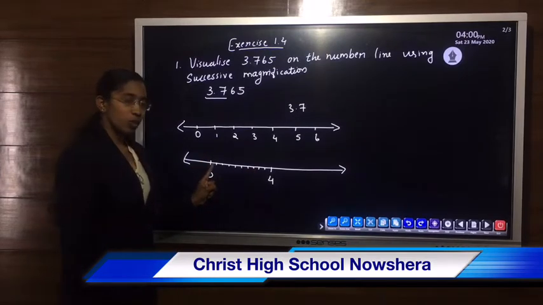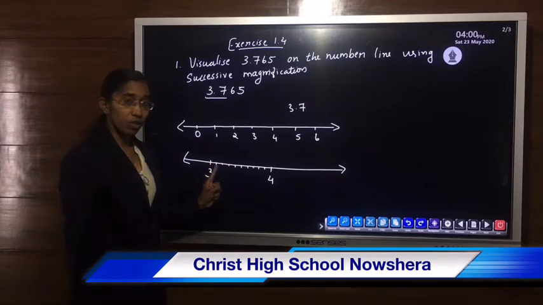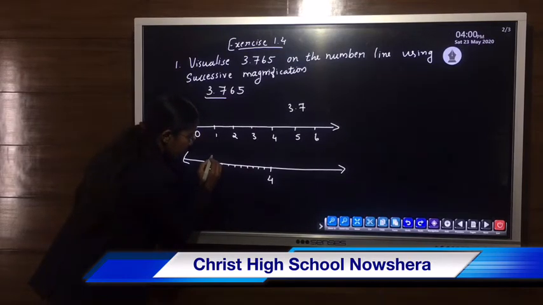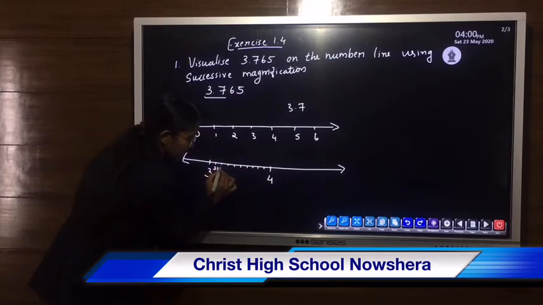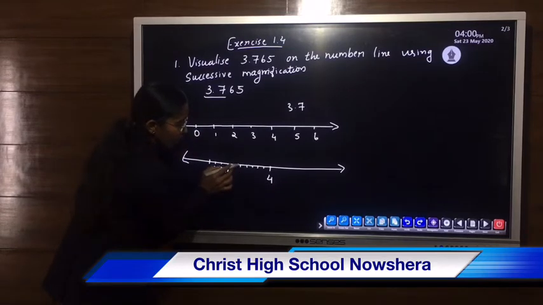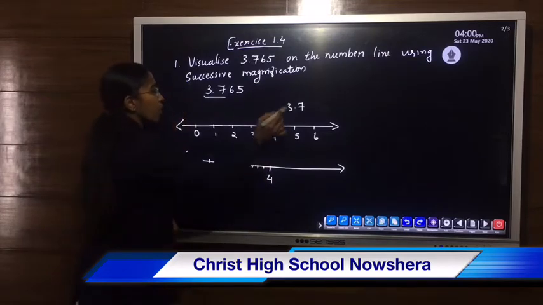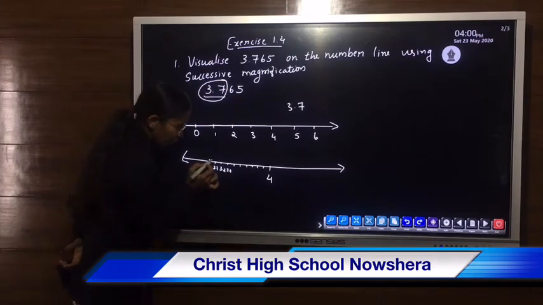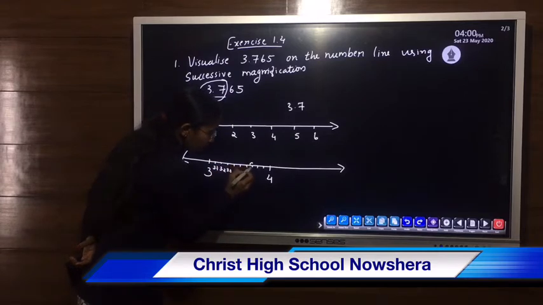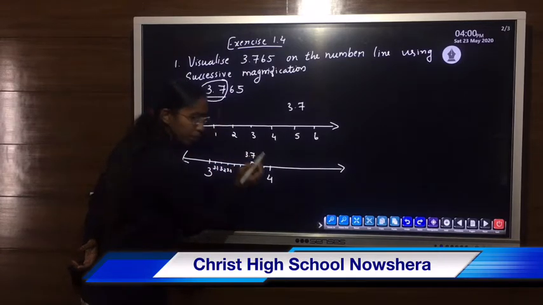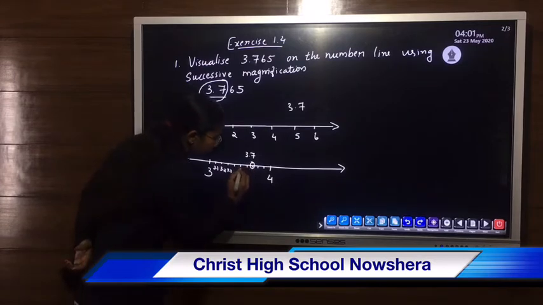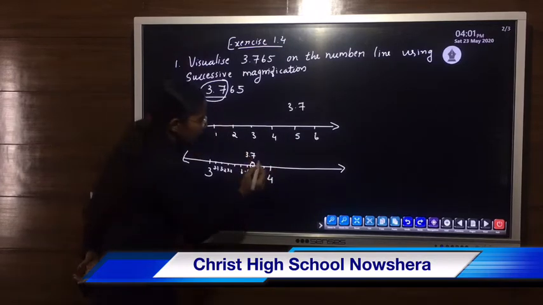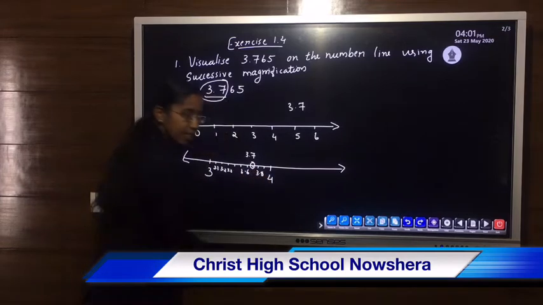Then the right side of the first point: this is 3, then the first subdivision is 3.1, next 3.2, next 3.3, this one 3.4, 3.5, 3.6, 3.7, 3.8, 3.9 and 4. So first we are marking 3.7, counting from 3.1: 1, 2, 3, 4, 5, 6. This point is our 3.7. On the left side of 3.7 there is 3.6, and on the right side of 3.7 there is 3.8.